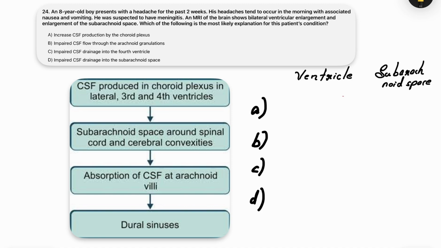An 8-year-old boy presents with a headache for the past 2 weeks. His headaches tend to occur in the morning with associated nausea and vomiting. So we will probably suspect this as a case of meningitis. The next line is very important. An MRI of the brain shows bilateral ventricular enlargement and enlargement of the subarachnoid space. So they are asking the most likely explanation for the patient's condition.